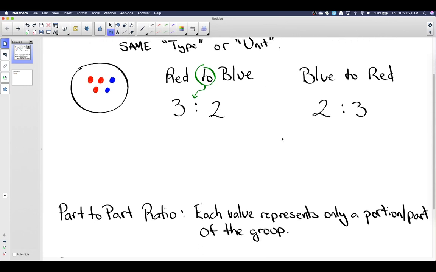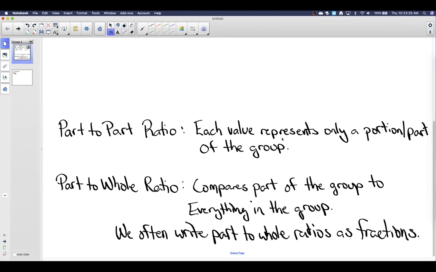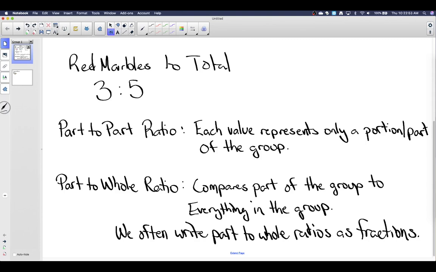We also have something called a part-to-whole ratio. A part-to-whole ratio compares part of the group, a small part of the group, to everything in the group. So what I could do is compare the number of red marbles to the total. There were 3 red marbles and 2 blue marbles, so in total I had 5 marbles. I could write that as 3 to 5. Often, when we have a part-to-whole ratio, we end up writing that as a fraction. That makes sense because 3 out of our 5 marbles were red. So if I have a part-to-whole ratio, I can often write that as a fraction.